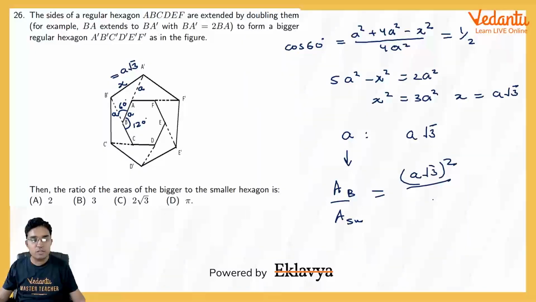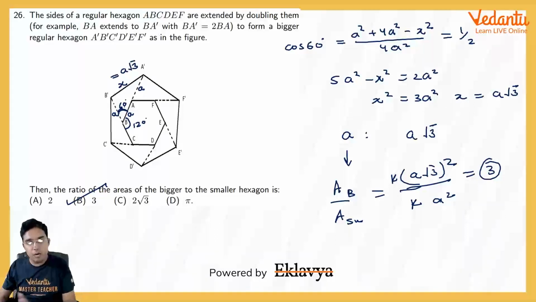Area is always proportional to the side length squared. So it will be proportional to A root 3 square, with the same proportional constant, A square. So the answer will be 3. That is all we need to do for this question. I think if you can understand this angle 60, I will rate this question to be easier. Not very easy, but not average also. I will call this easy, or slightly more difficult than easy, you can say.